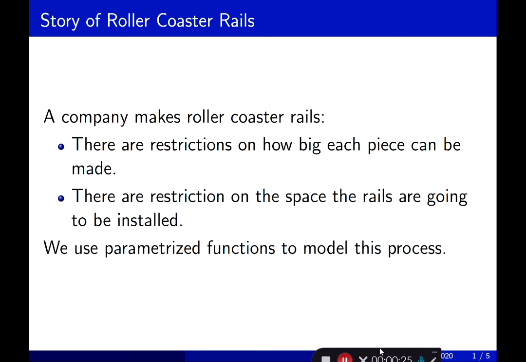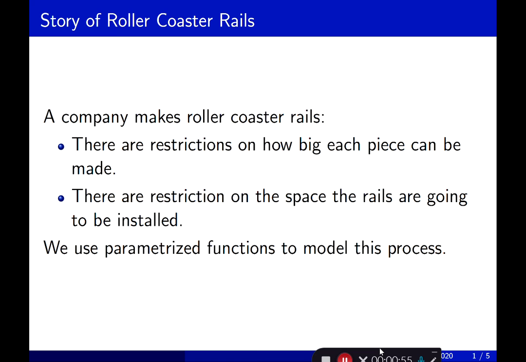Let's say a company makes roller coaster rails, and there are restrictions on how big each piece can be made, and restrictions on the space the rails are going to be installed. So there's a restriction in the space, and there's a restriction in manufacturing, and so something is produced somewhere else and they bring it to the place and install it.